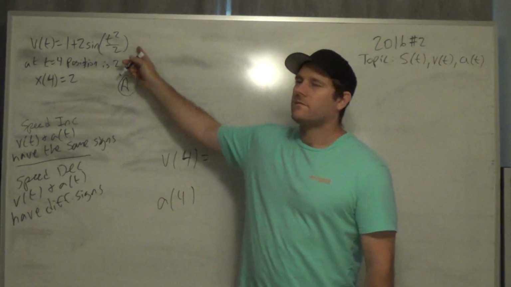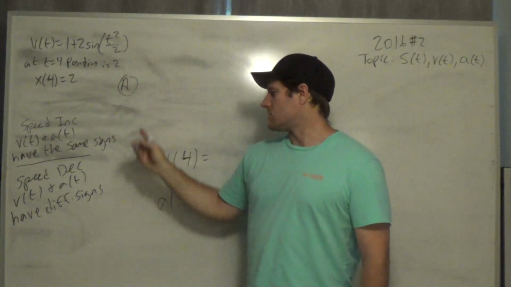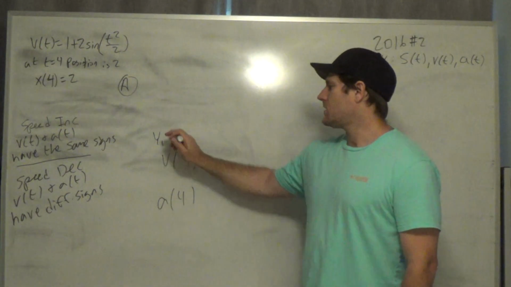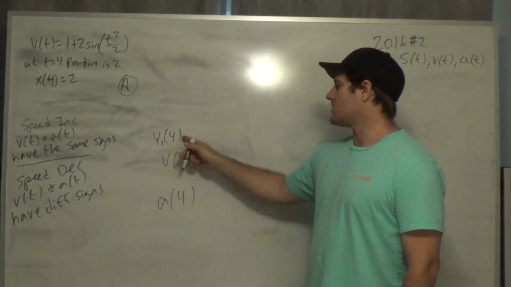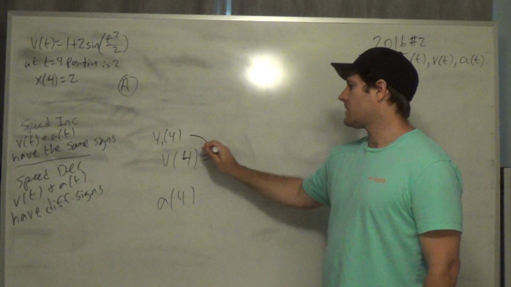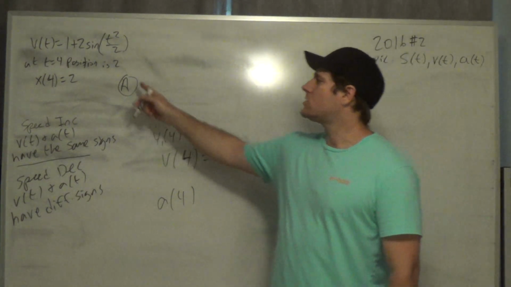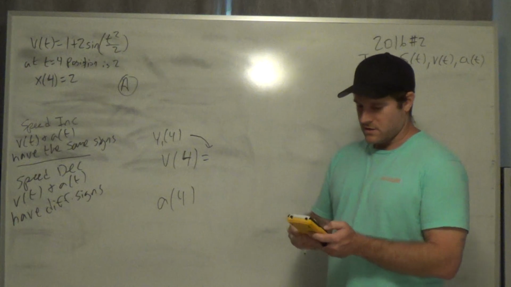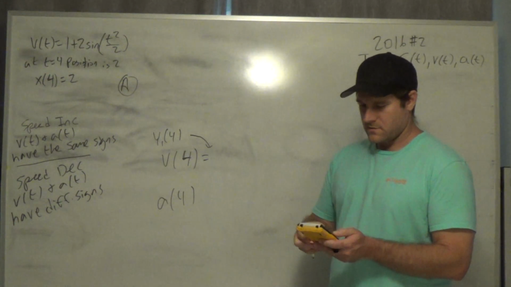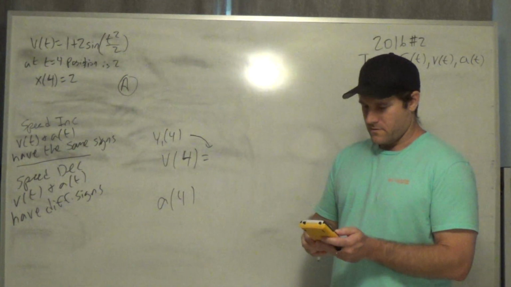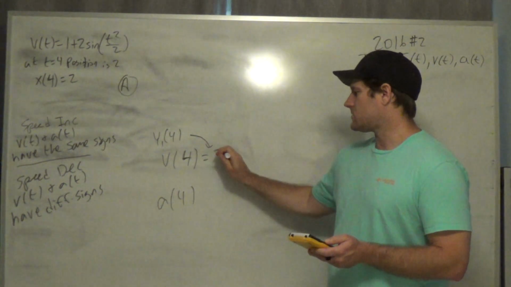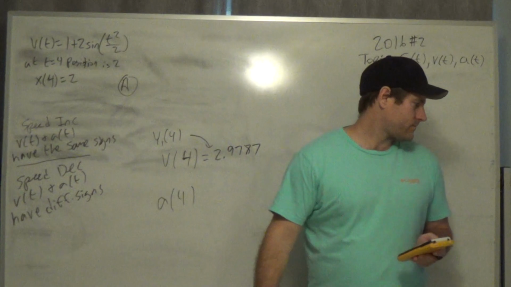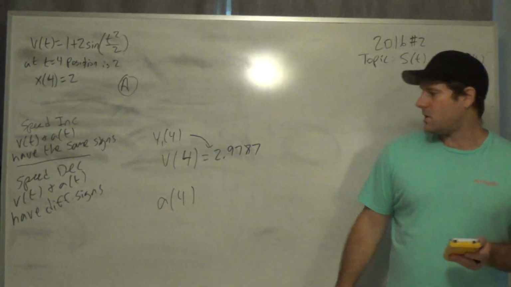Now, this is in y1 in my calculator. So to type this in really quickly, I'm going to use my hotkeys, alpha trace, and then I'll put a 4 in there. And that's going to be the quick, easy way to get this answer. However, you could just type this out and put a 4 there. So I'm going to say alpha trace, plug in a 4, and here I get 2.9787.